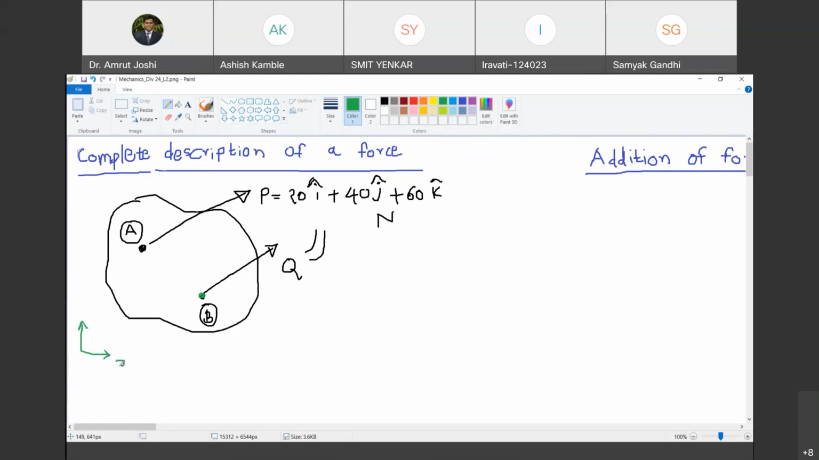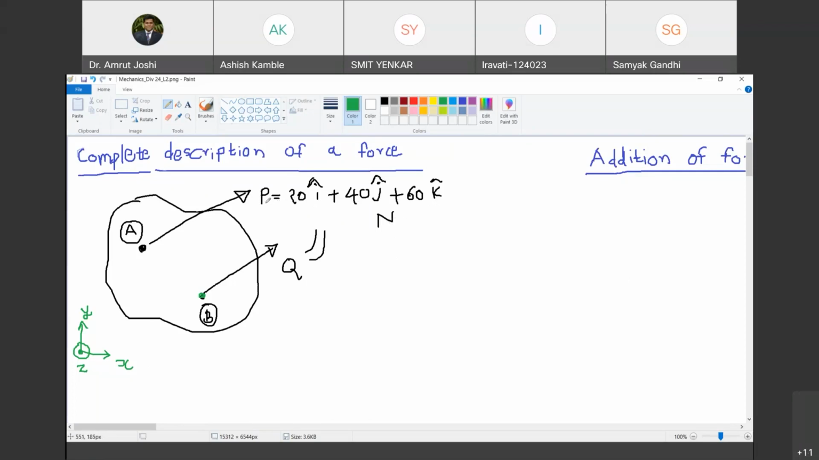Let us say that this is x-axis. Let us say that this is y-axis, and coming out of the plane of board towards you is z-axis. And i cap, j cap, and k cap are unit vectors along x, y, and z positive directions respectively. Are you with me, Ashish? Yes. So P is equal to 20 i cap plus 40 j cap plus 60 k cap Newton.